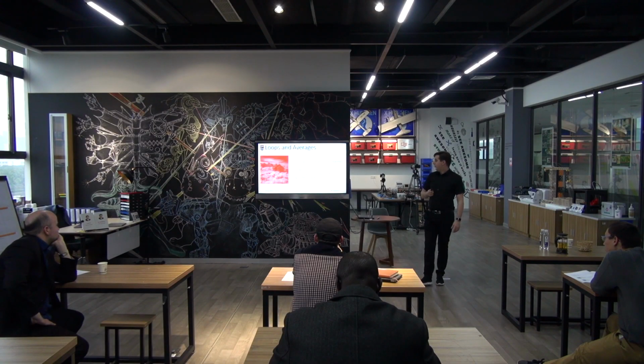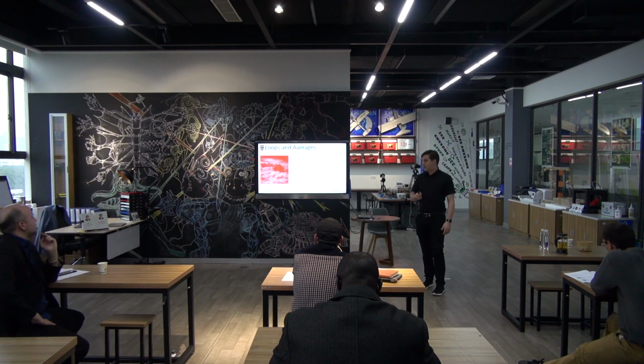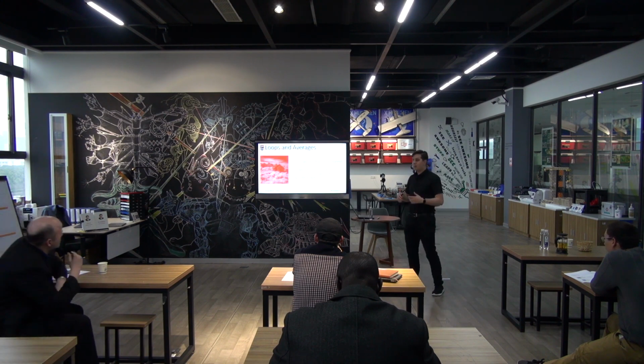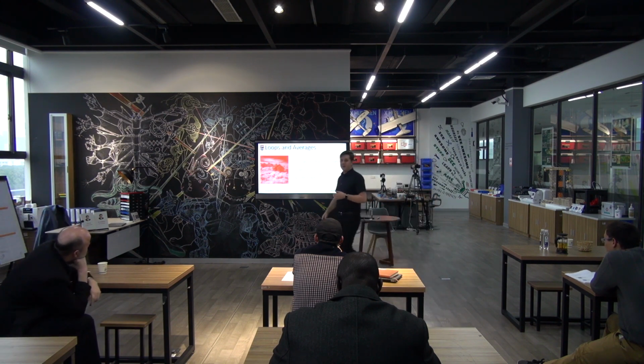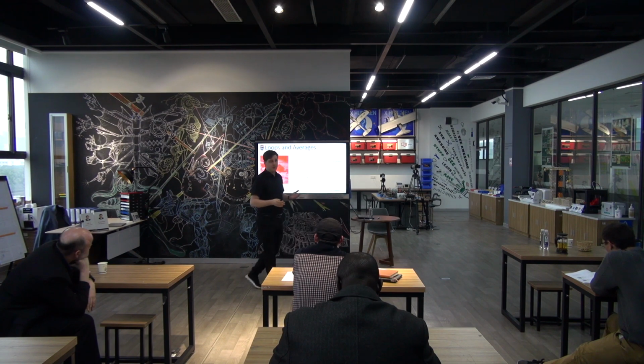So this image here only has a red channel in it. How would you propose converting this from a red image to a gray image?